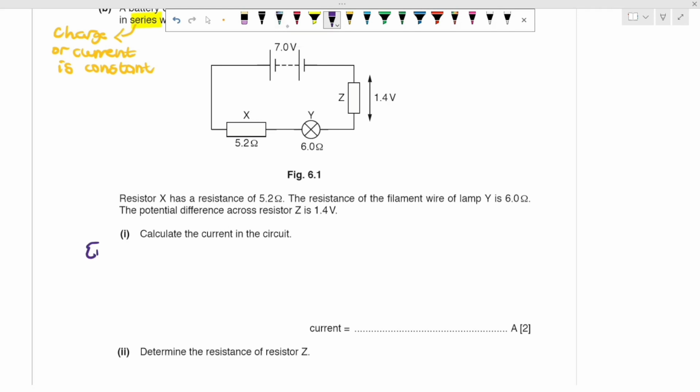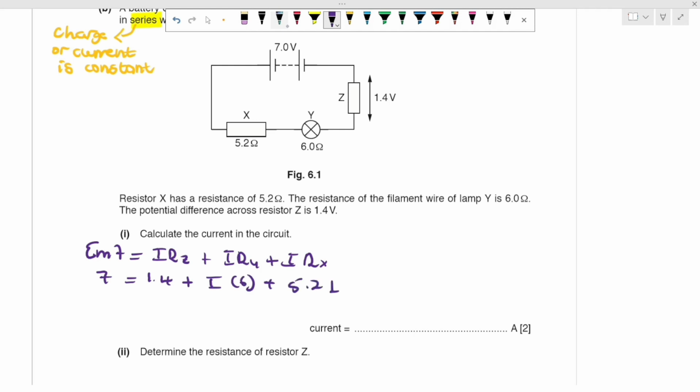We know that EMF will be equal to IRZ, because EMF is going to be distributed. It distributes as IR because V is equal to IR, guys, from Ohm's law, right? Plus IRY plus IRX. What is your EMF? Your EMF is 7. What is your I? You don't know. You just want to find out. For RZ, we're already given IRZ, which is the voltage, which is 1.4. So we don't need to put anything here. It will just be 1.4 plus your I, guys. For Y, it's 6 plus your I, guys. For X, it's 5.2I. Okay?